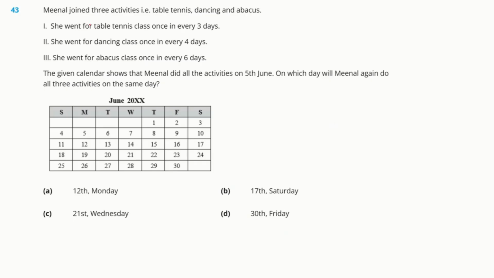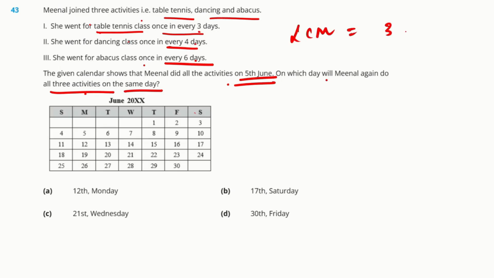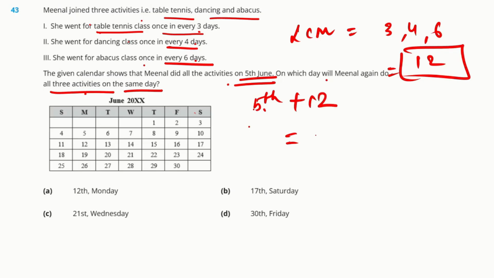Moving on to the next question. Meenal joined 3 activities: table tennis, dancing, and abacus. She went to table tennis once in every 3 days, dancing every 4 days, abacus once in every 6 days. The given calendar shows that Meenal did all the activities on 5th of June. On which day did Meenal do all the 3 activities again? 3, 4, and 6. First we should find the LCM of 3, 4, and 6. That would be 12. So every 12 days she's doing all the activities again. After 5th of June, again after 12 days she would be doing it. So that's 17 over here. That's a Saturday. So 17, Saturday, that's the answer.